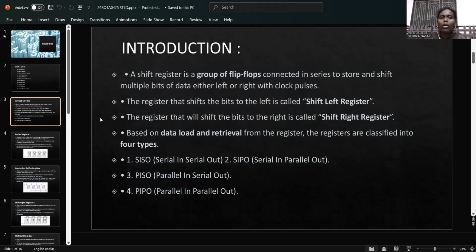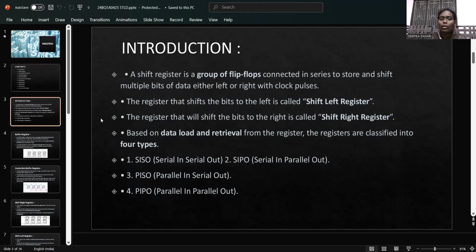The introduction to our register is knowing about a register. A shift register is a group of flip-flops which are connected in series to store and shift multiple bits of data either left or right using clock pulses. The register that shifts the bits to the left is called a shift left register, and the register that shifts the bits to the right is known as a shift right register.